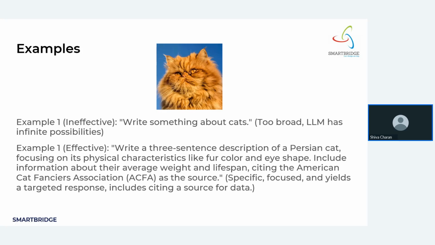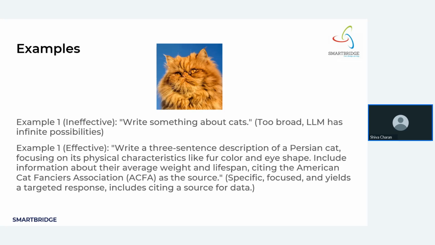See an effective and an ineffective prompt. See the ineffective prompt first: write something about cats. So the LLM could either generate a 3-line output, a 5-line output, or else a whole 10 to 15 lines of output. Correct. So that is very ineffective because we are not being quantifiable over there.